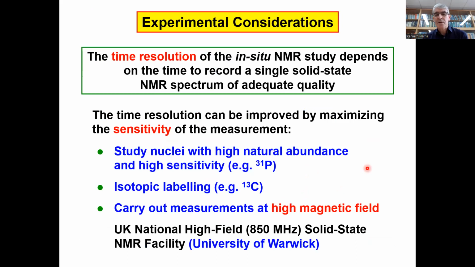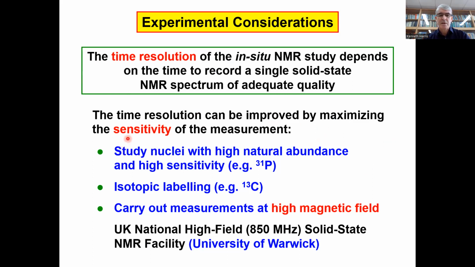Now, in terms of time resolution, which is a very important consideration in any in situ experiment of this type, the time resolution of the study depends on the time to record a single solid state NMR spectrum of adequate quality to allow us to determine what polymorphic forms are present at a given point in time during the crystallization process. And clearly, the quicker we can measure a suitable solid state NMR spectrum, the better the time resolution in monitoring the crystallization process. So we want to be able to record the spectra as quickly as possible.